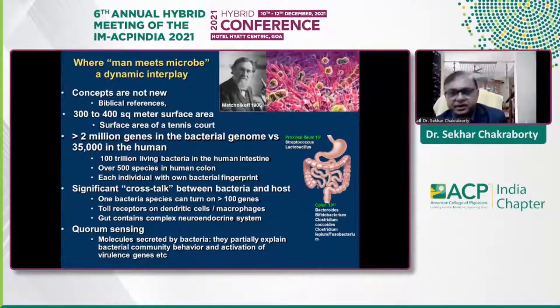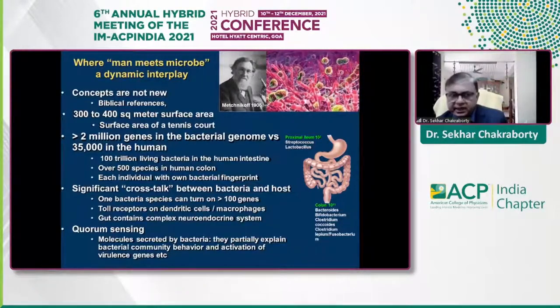And first in our literature, Dr. Mechnikov, who was a Russian scientist and Nobel laureate, also the father of innate immunity who described phagocytosis, first described how lactobacillus can be used to prolong our life and prevent diseases.